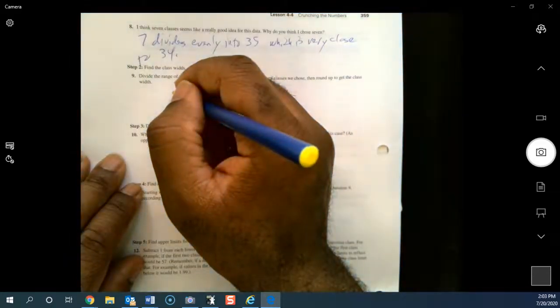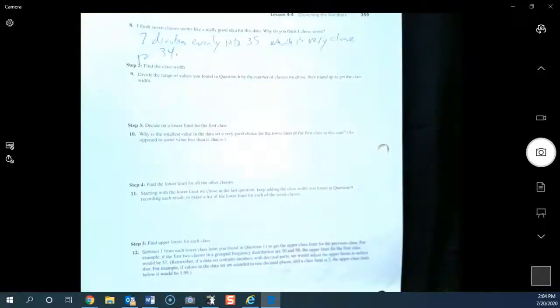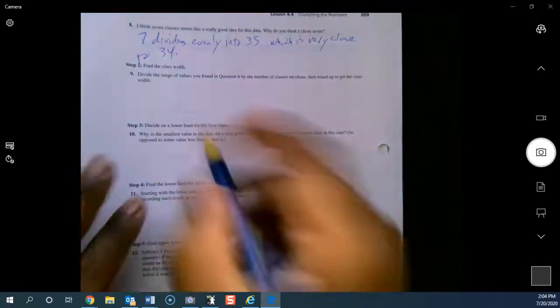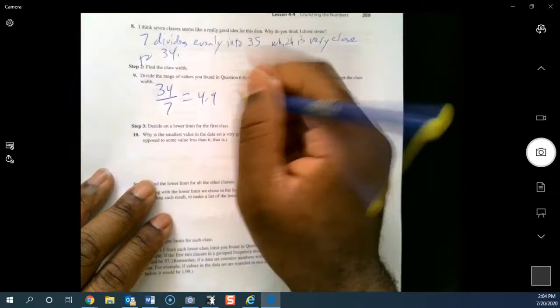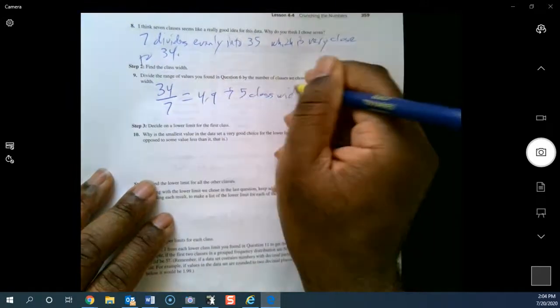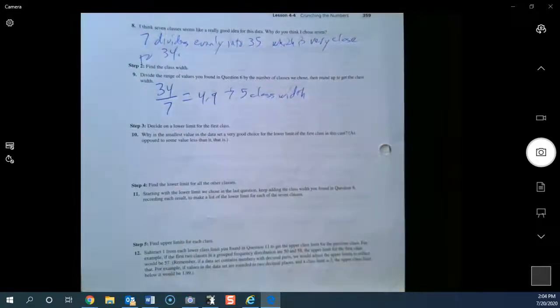So now, for number 9, divide the range of values you found in question 6 by the number of classes we chose. So it's 34 divided by 7, which would be about 4.9, which would be 5 class width. So that means we should only go about 1 over that amount of our highest amount, because the width is up to 34.